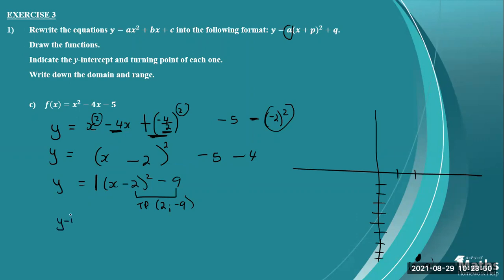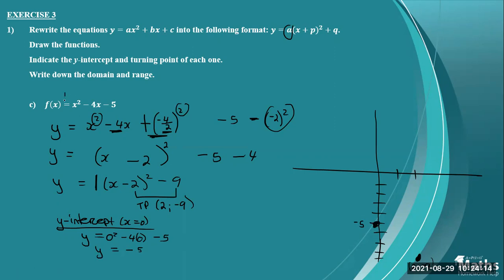So for the y-intercept, you can actually just read it off. You make your x equal to 0. So that will be 0 squared minus 4 times 0 minus 5. So the y is equal to -5. 1, 2, 3, 4, 5. So there's -5.